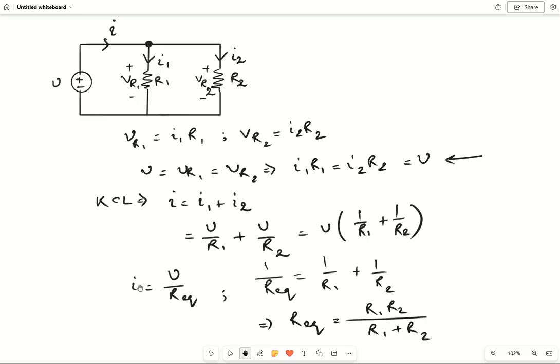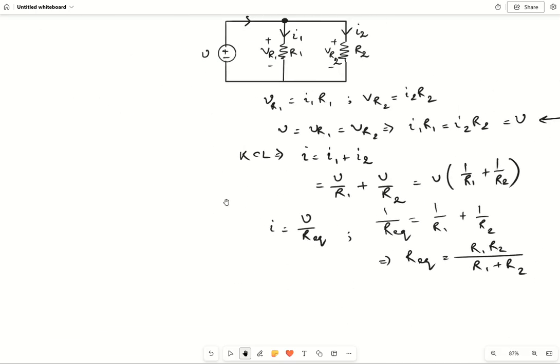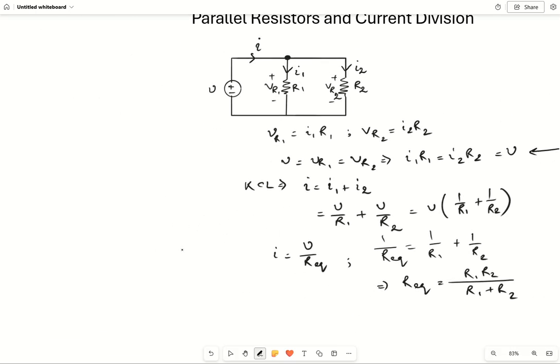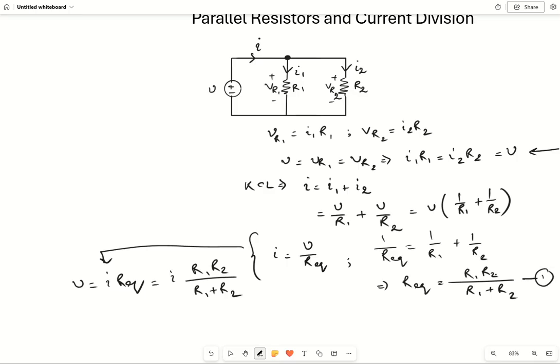So now what we can write here is, let me scroll down like this. Okay, so let us consider here, V equals I into R. So this is also equal to I times R1 R2 divided by R1 plus R2, right? As we have already determined this, R equivalent equals R1 R2 divided by R1 plus R2.